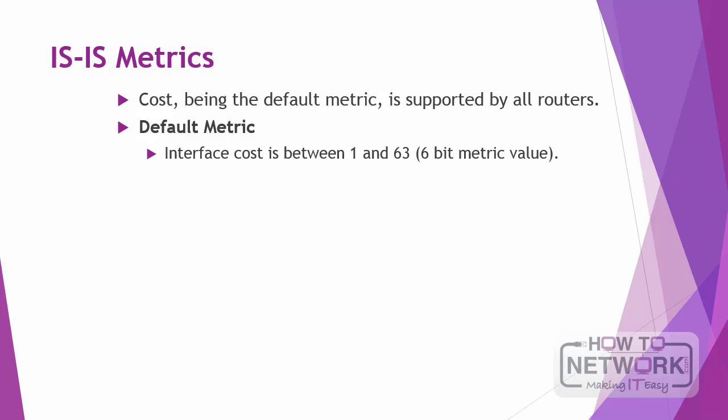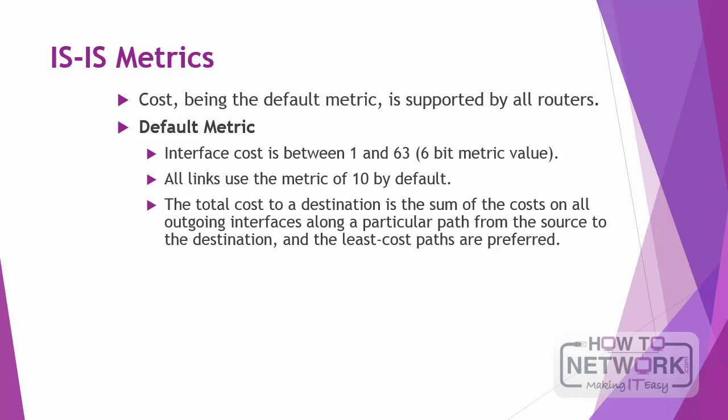Using old-style metrics, an interface cost is between 1 and 63. All links use the metric of 10 by default. The total cost to a destination is the sum of all costs on an outgoing interface along a particular path from the source to the destination, and least cost paths are preferred. The total path metric was limited to 1023.